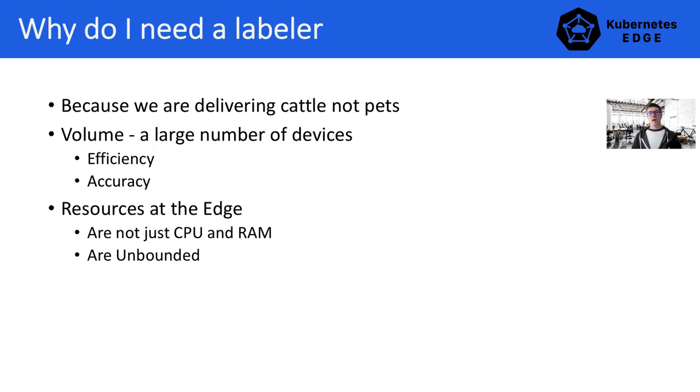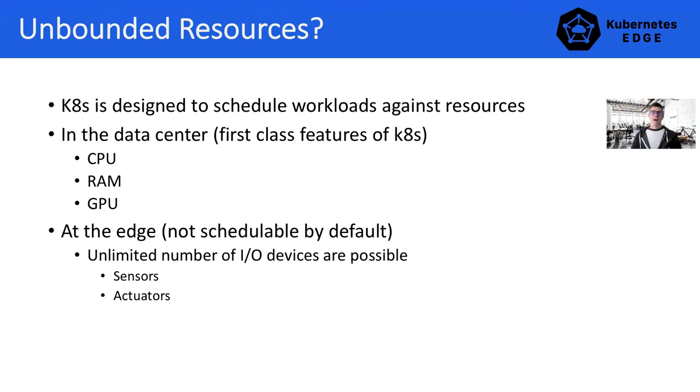In addition, I would say that with massive numbers of devices, we must automate. It's not an option. We have to automate, right? And then of course, the resource types that we're targeting don't fall neatly into the CPU and RAM category. And additionally, we have the challenge that the resource capabilities at the edge are unbounded. What do I mean by unbounded? Well, these unique resources are not infinite, right? I say unbounded because there's really no limit to what device might be attached to your nodes.